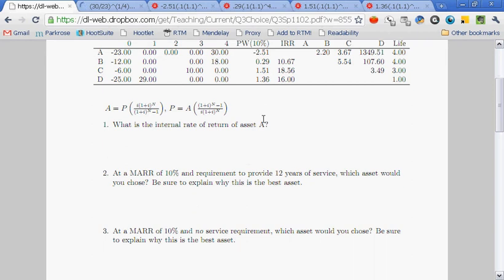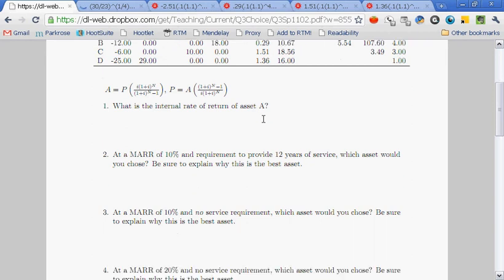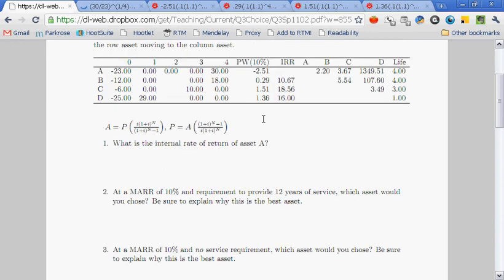And then finally, question 3 simply asks you for the one that provides you with the greatest benefit with no service requirement. That's the present worth criteria. That's where we do pick the one with the highest present worth, which is asset C.